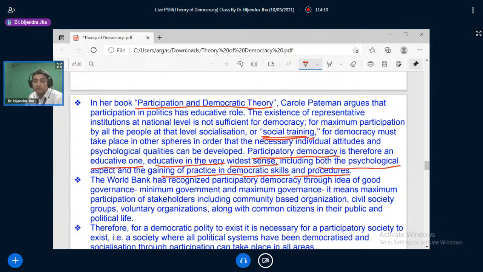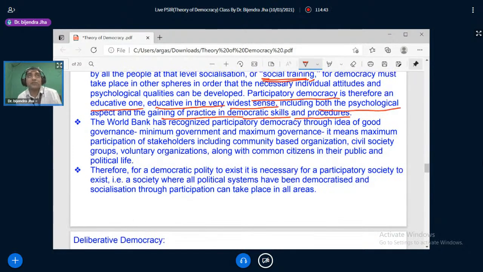Therefore, for a democratic polity to exist, it is necessary for a participatory society to exist. जब तक participatory society exist नहीं करेगी, तब तक participatory democracy संभव नहीं है. That means a society where all political systems have to be democratized, जहां पर लोगों को participation कराना है. Because this participation will socialize, this participation in democracy gives social training. It will make us stronger psychologically, and also give practical knowledge of democracy. Fine, so that is participatory democracy.